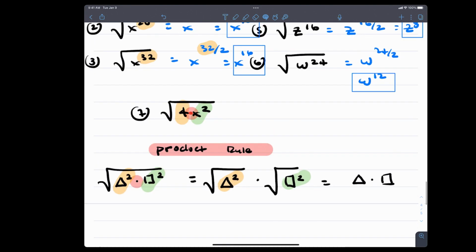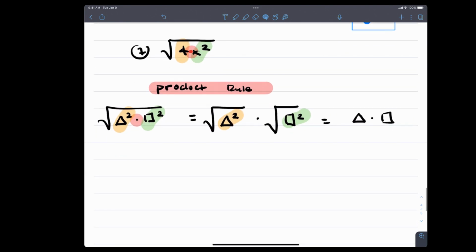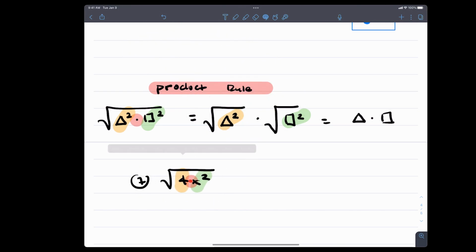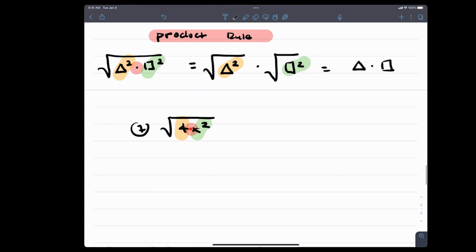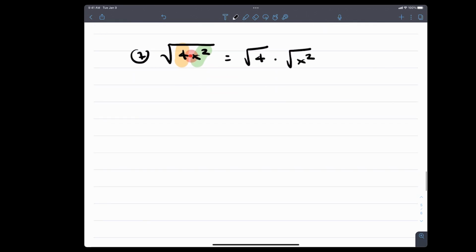So in other words, you're going to do them separately. Number 7 comes along, and I got to do the product rule. Square root of 4 times square root of x squared. What do you end up with? 2. What's the square root of x squared? Do you guys know what's going on here? You're done.